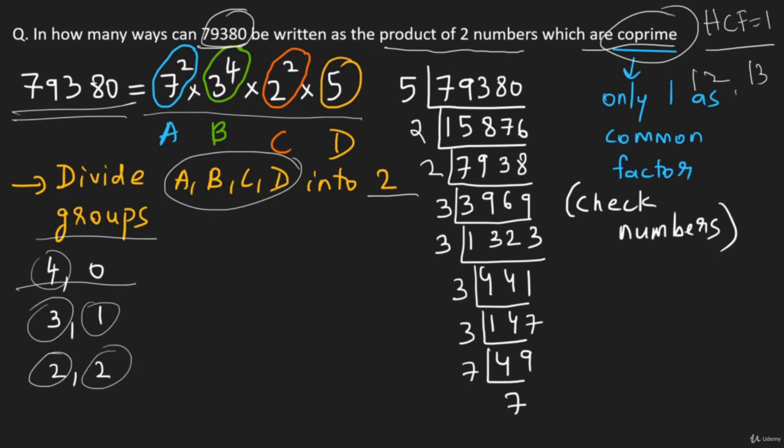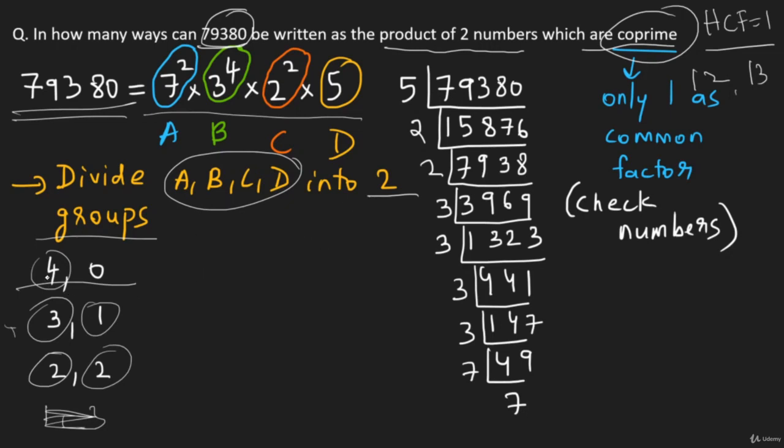There is no other way in which you can do this, right? If you are writing it as 1 and 3, that's a repetition of what we have over here. So we don't write that over here. So there are these three ways in which we can divide A, B, C and D into two groups.